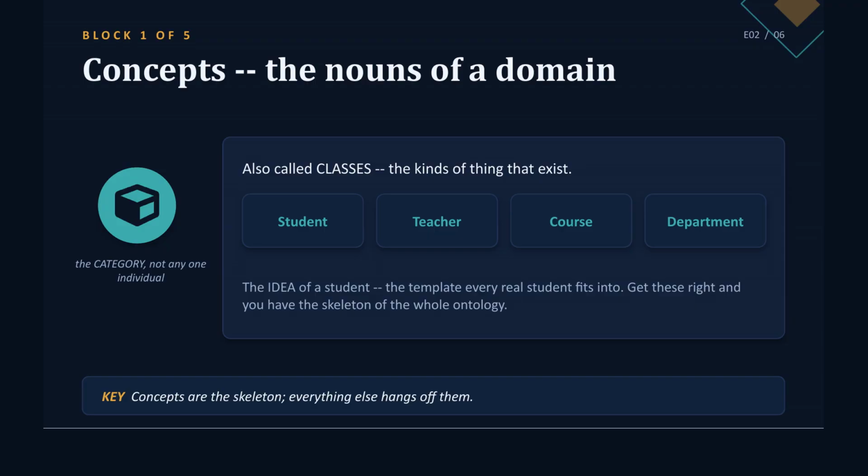Notice that a concept is not any particular student. It is the category itself, the very idea of a student, the template that every real student will eventually fit into. Get the concepts right, and you have the skeleton of the entire ontology, because everything else we add from here will hang directly off them. A useful little test, when you are starting out, is simply to underline the nouns in the way an expert describes their world. Those nouns are very often your first concepts.